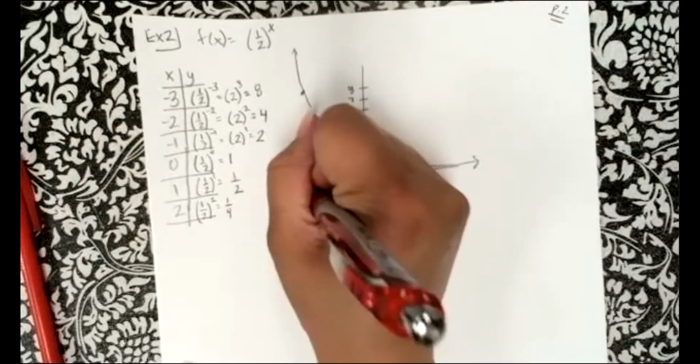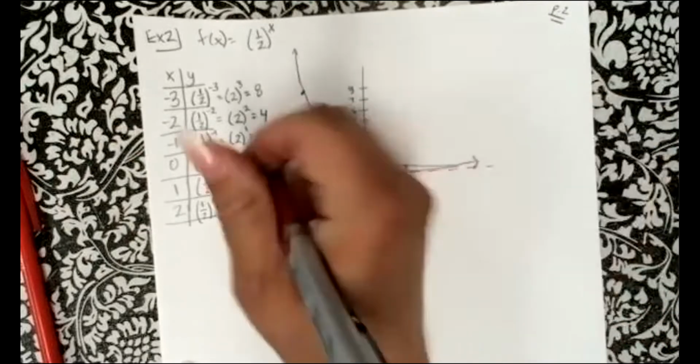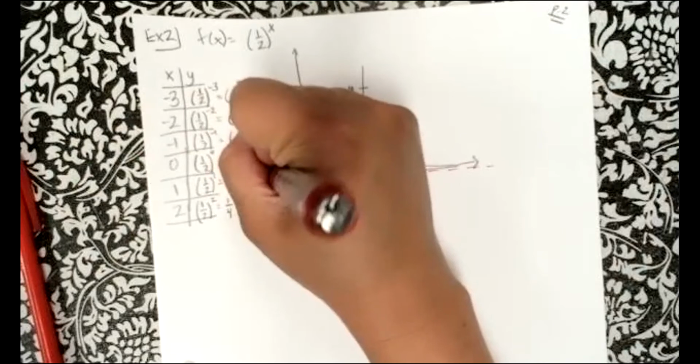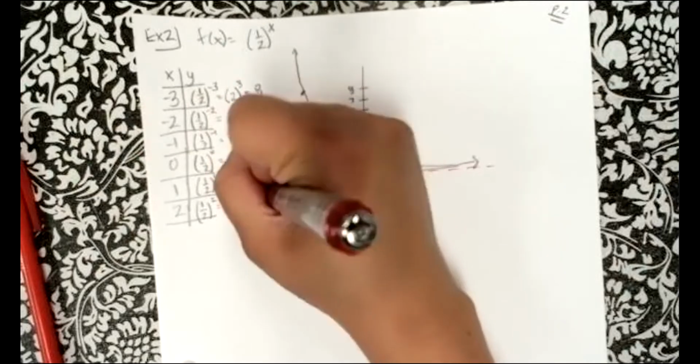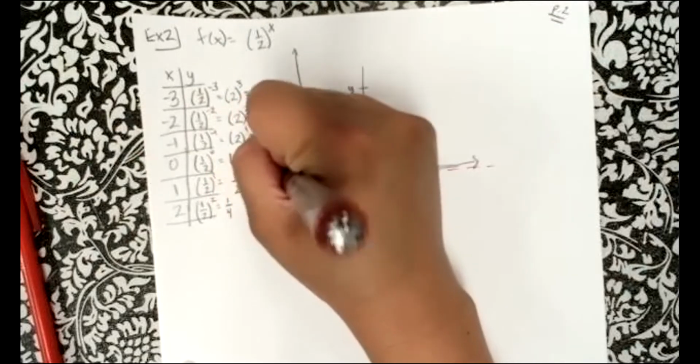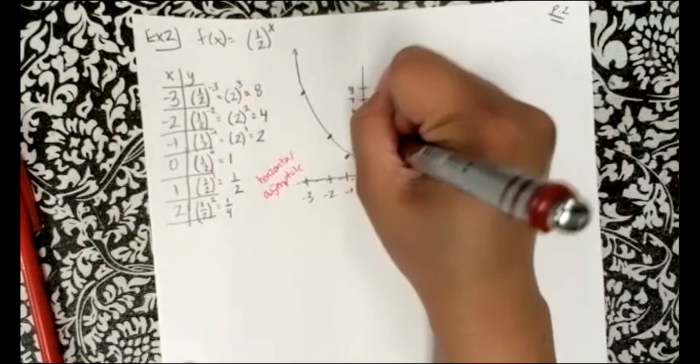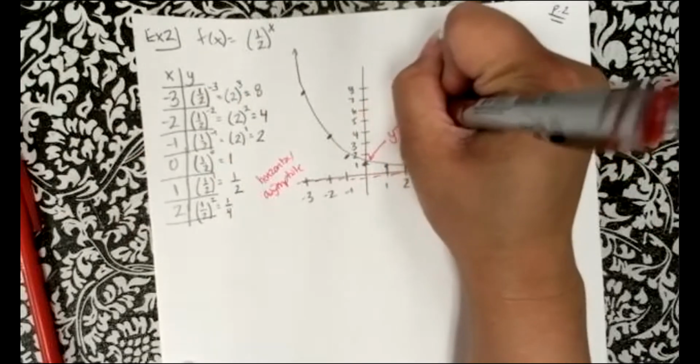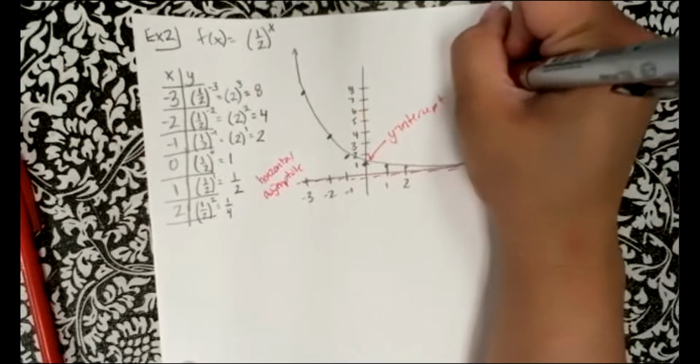This one's going to have still this same horizontal asymptote right here. I don't know why I keep saying tangent. And my y-intercept is still going to be at the 0, 1.